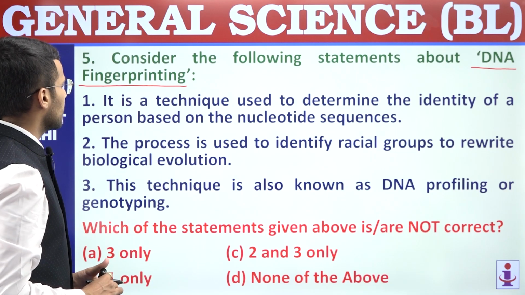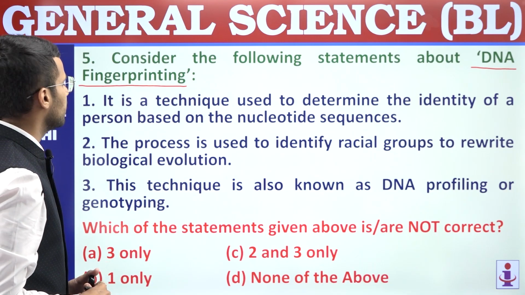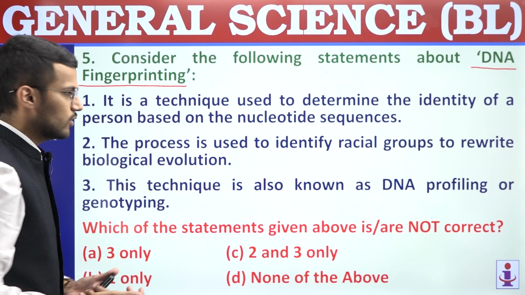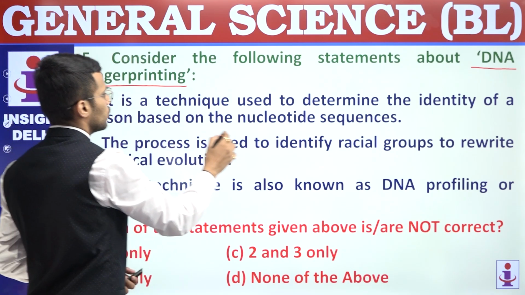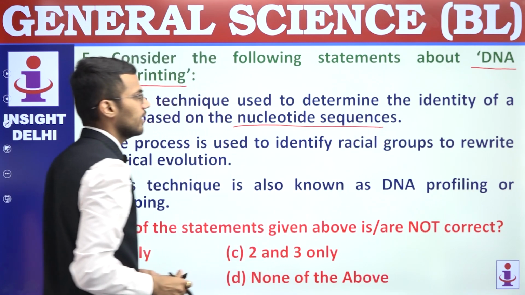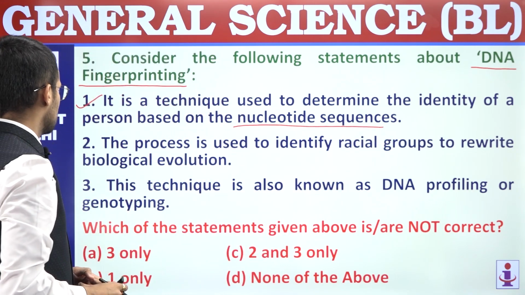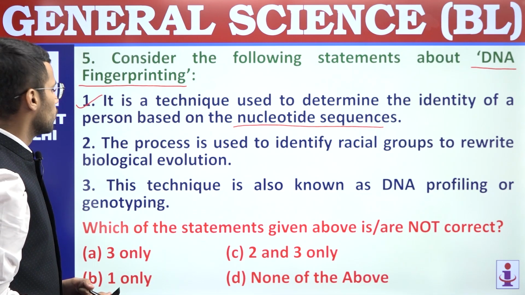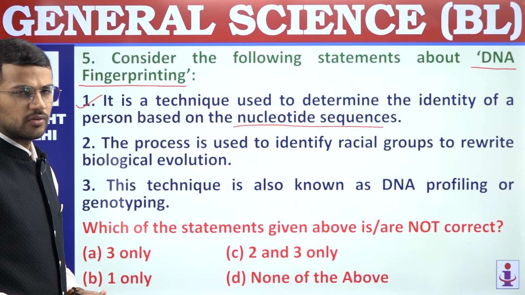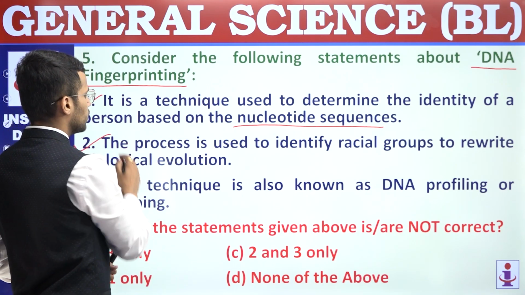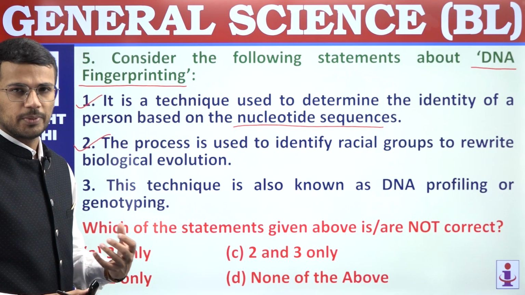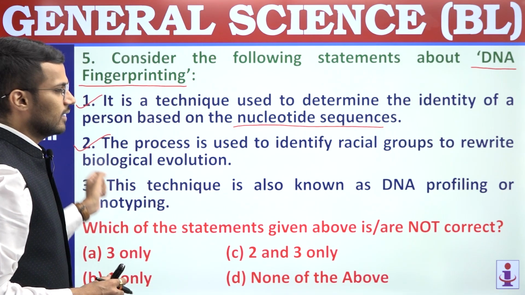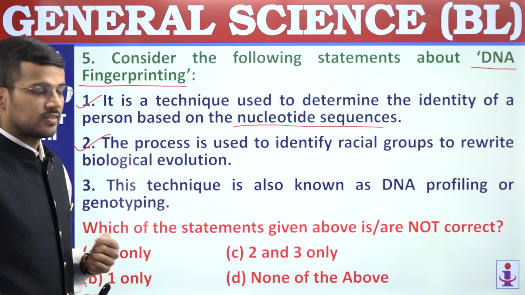First, it is a technique used to determine the identity of a person based on the nucleotide sequences, right? So that is a correct statement. Nucleotide sequences are used to identify a person uniquely. Second, the process is used to identify racial groups to rewrite biological evolution, right? So we can get information about the race of different people with the help of DNA fingerprinting, and that's why the second statement is also a correct statement.